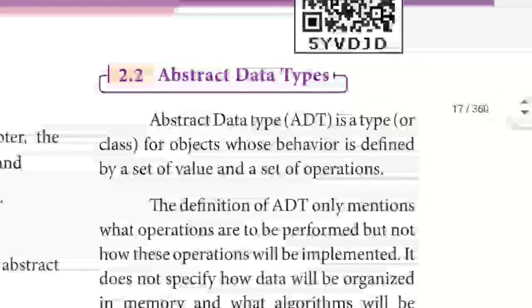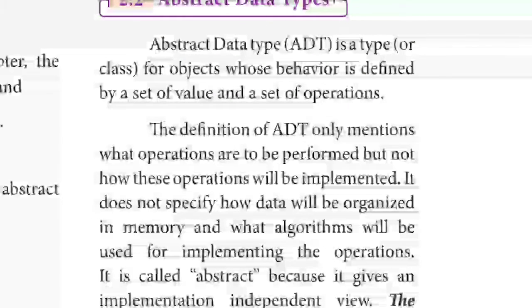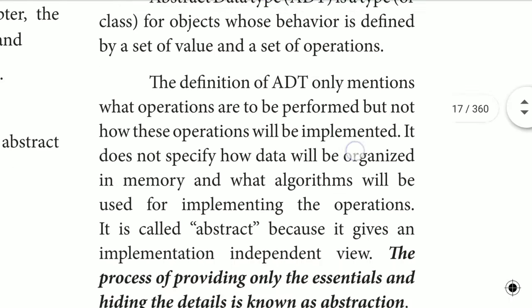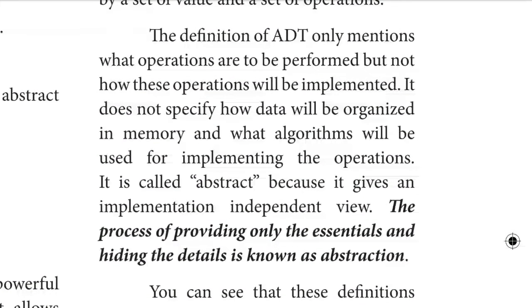Now next we'll see abstract data type. Abstract data type is a type of object whose behavior is defined by a set of values and a set of operations. The definition of ADT only mentions what operations are to be performed, but not how these operations will be implemented. It does not specify how data will be organized in the memory and what algorithm will be used for implementing the operation. This is called abstraction.